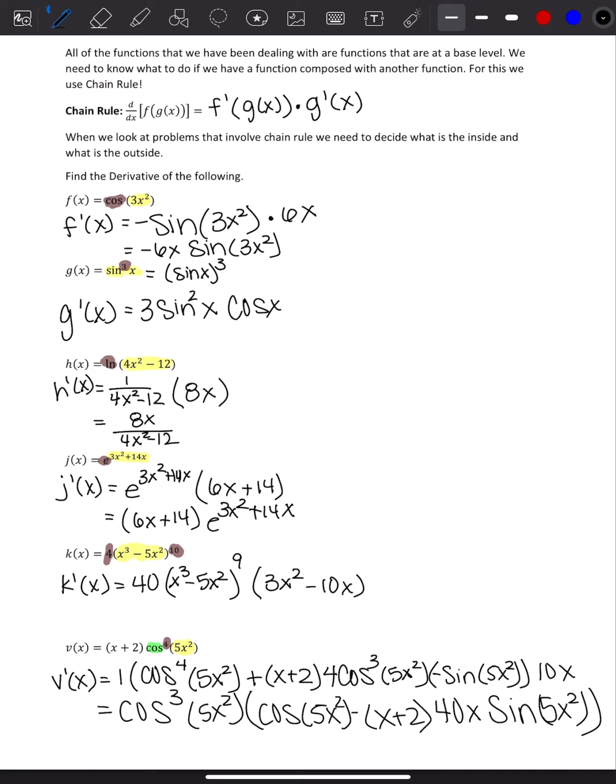And it's just kind of a lot, but this is absolutely something that could be asked of you. Chain rule is plopped into everything because it makes a basic function more complicated. So we end up seeing chain rule a lot.